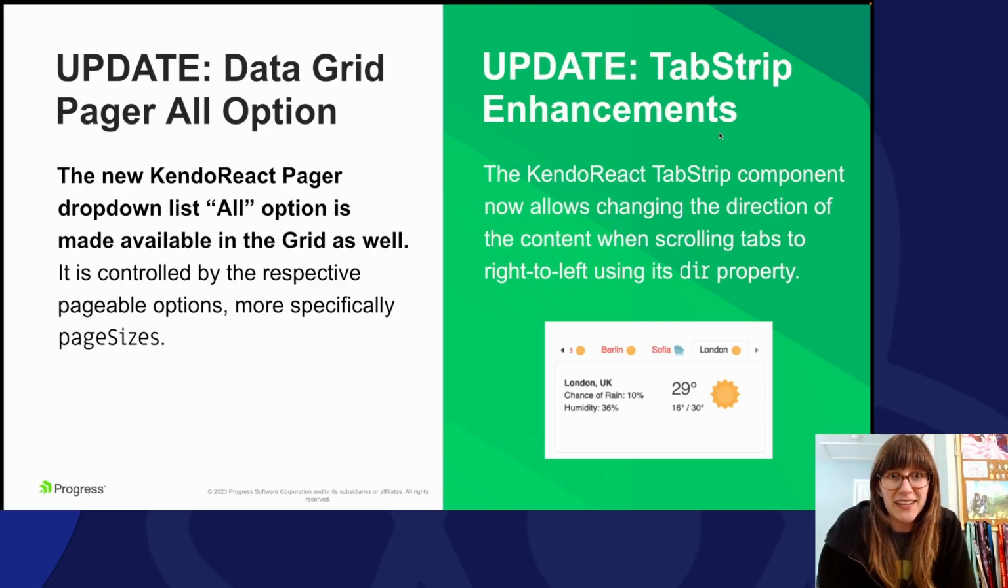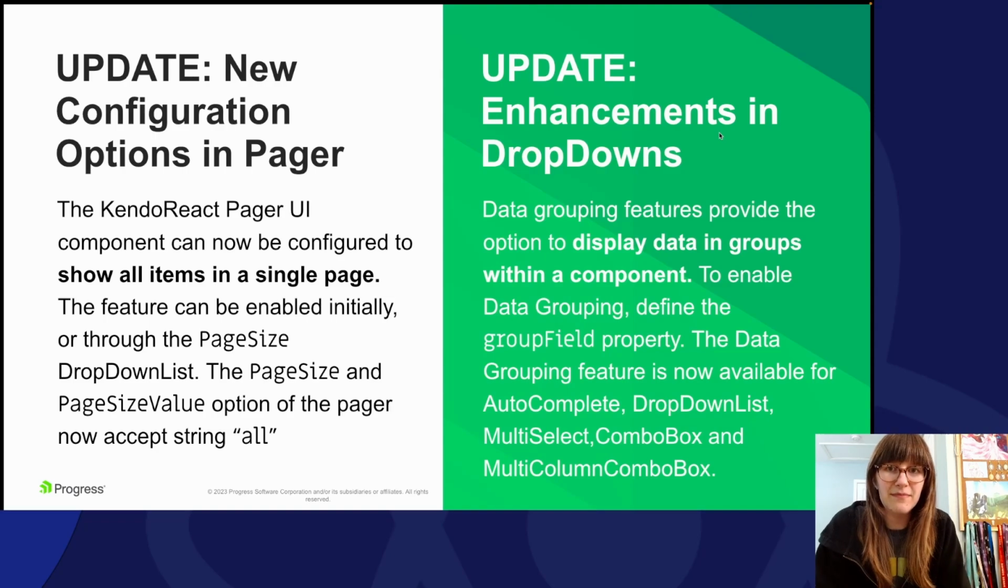We also have an update to our tab strip that will now allow you to swap back and forth between moving left to right or right to left by toggling the direction property. There are new configuration options in the pager as well. The pager can now be configured to show all items in a single page.